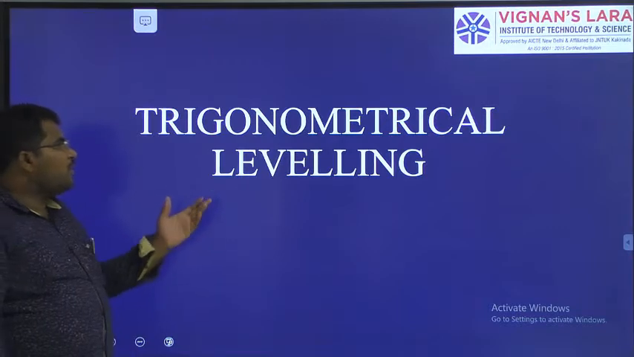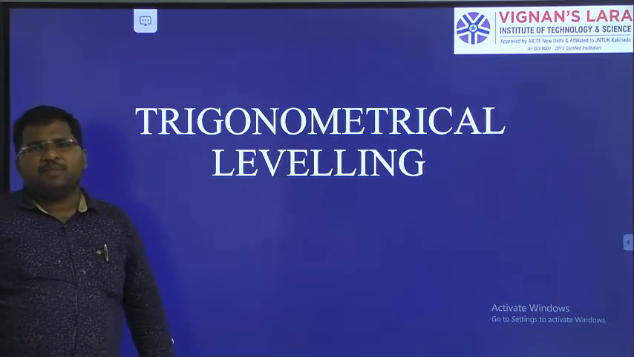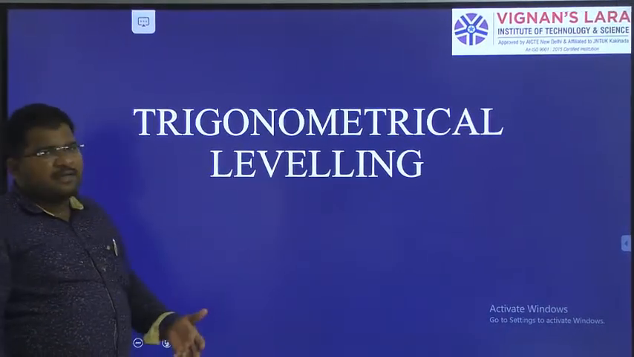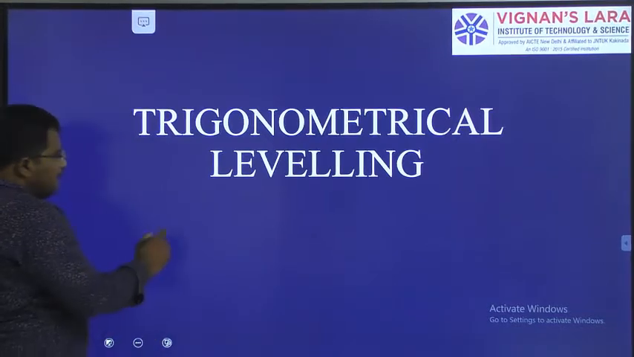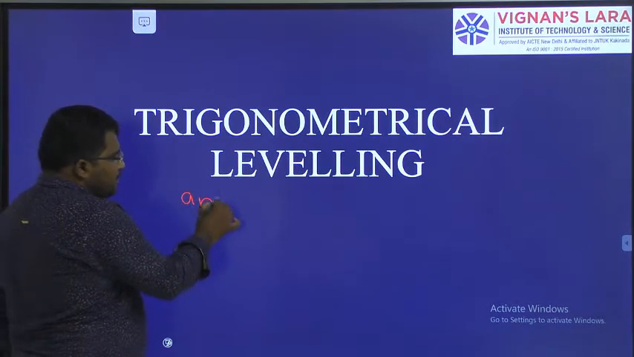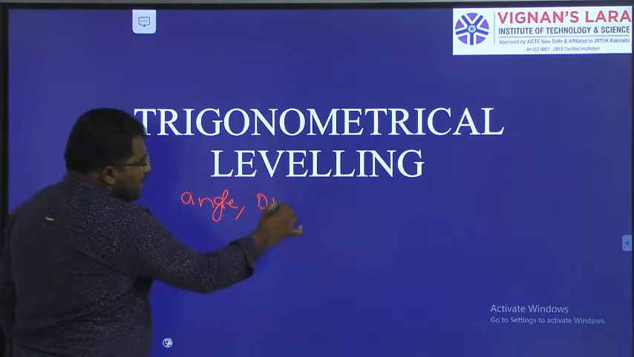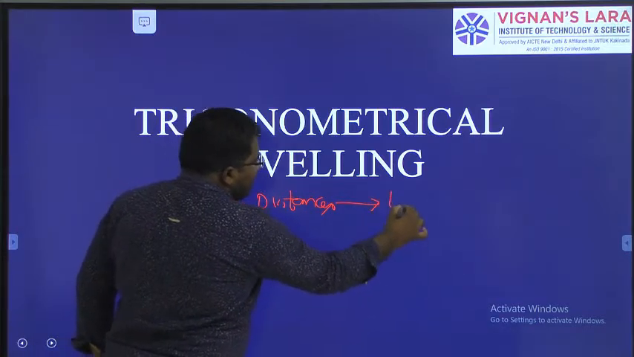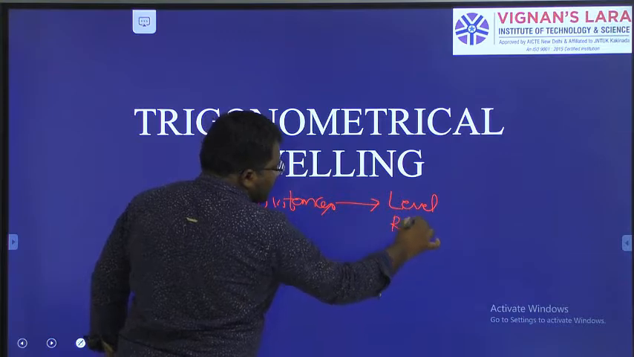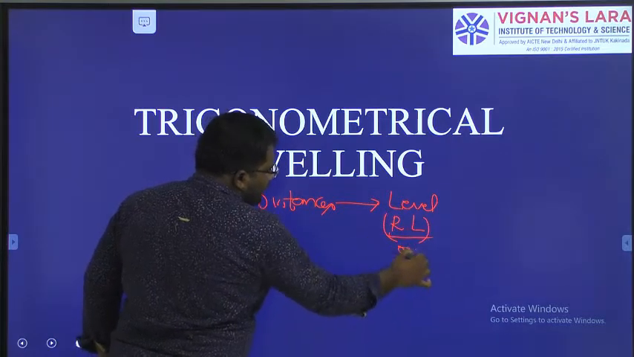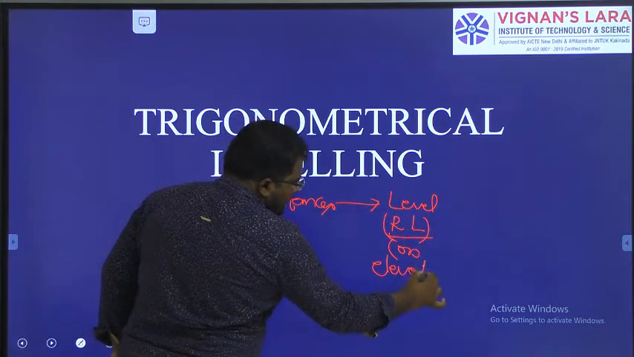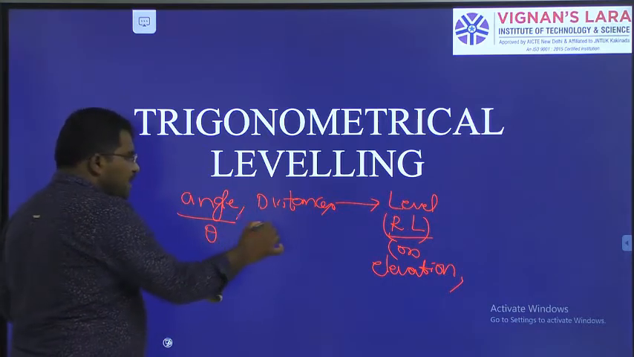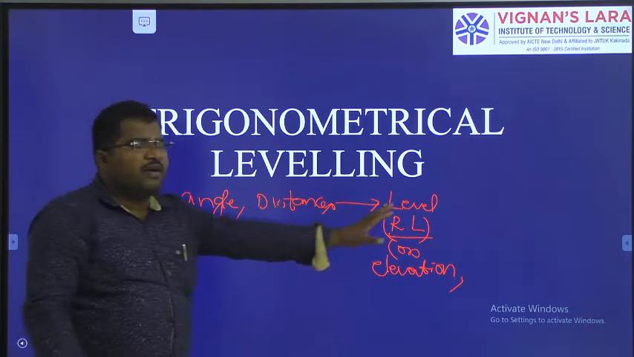Students, today we are going to discuss the remaining topics in trigonometrical leveling. We already know that trigonometric leveling involves taking angles and distances, and we are going to calculate the level, or reduced level, or the elevation. By using these angles as well as the horizontal distances, we find out the levels.